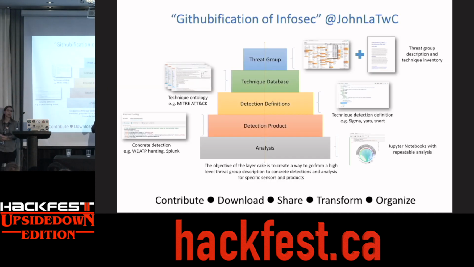And this is the GitHubification of InfoSec by John Lambert. He's a very famous researcher. What he says is how we should contribute, how we should download, and how we can develop this as a community and be one step ahead. For the analysis, we use common tools like Jupyter notebooks and VirusTotal. Detection products would use log analysis, Splunk, Sigma rules. Detection definitions would be something similar to what we saw: YARA, Snort. And the technique database would be MITRE ATT&CK.